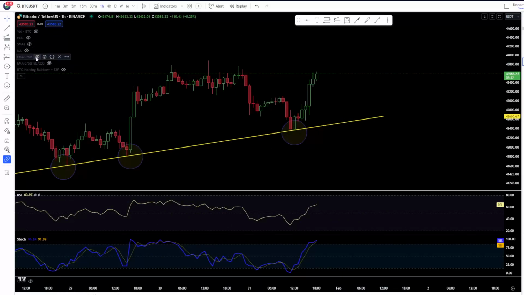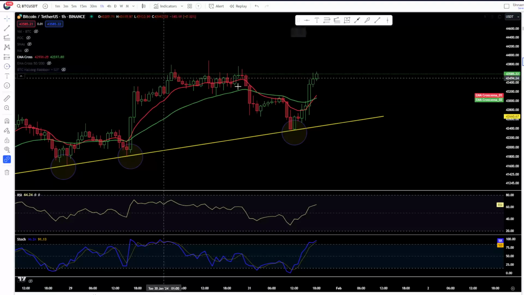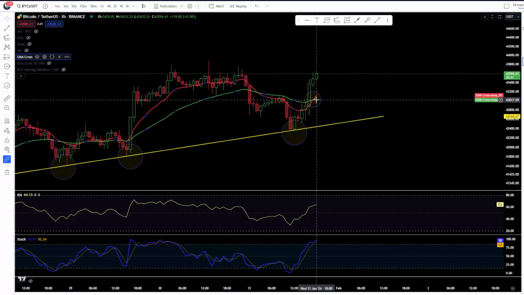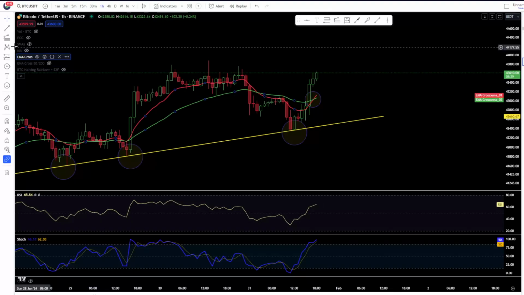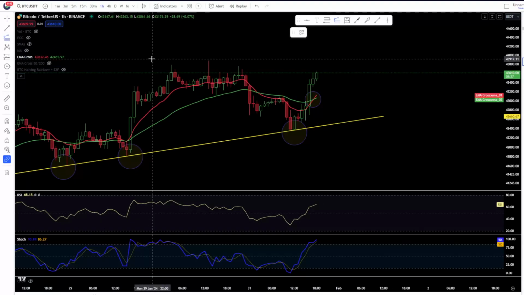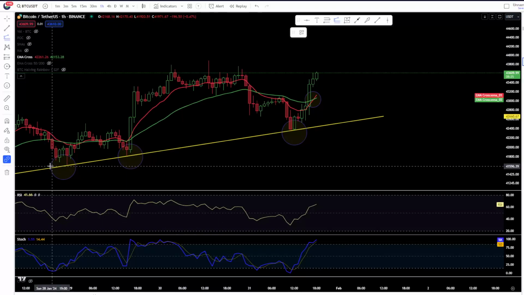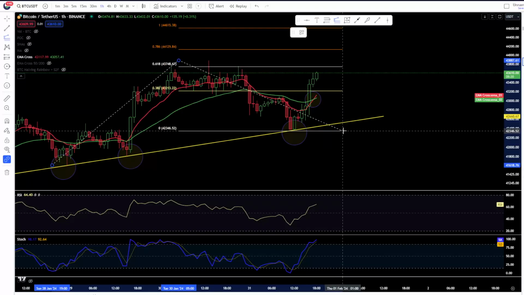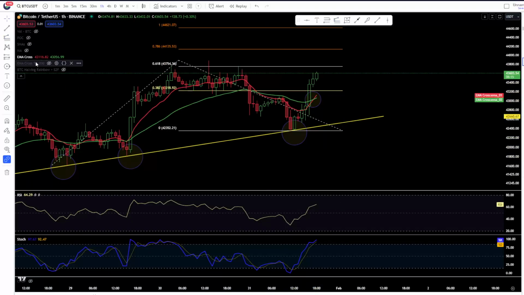After turning on the EMA cross 10 and 30 indicator, we will see the red line 10 crossing the green EMA cross 30 line from below, which confirms the local upward trend. Looking at the current growth, we will unfold the trend-based fib extension grid to identify potential resistance points.